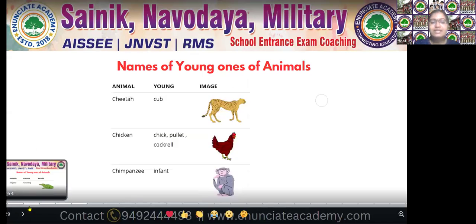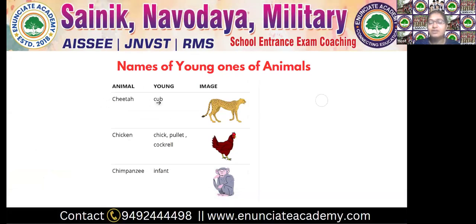The next one is cheetah. The young one of cheetah is called a cub, and the young one of chicken is called chick, pullet or cockerel. The young one of chimpanzee or ape is called infant.